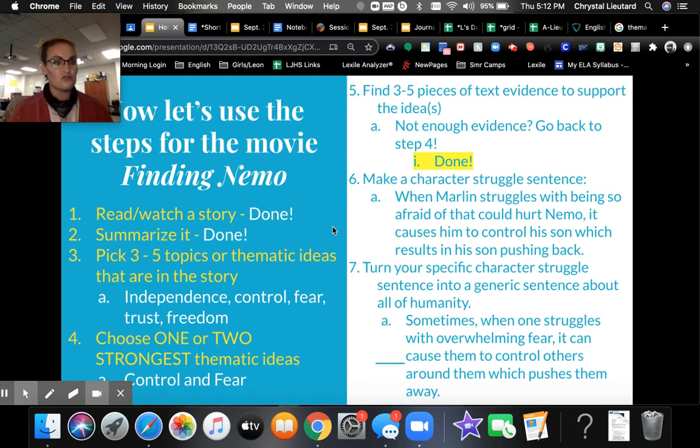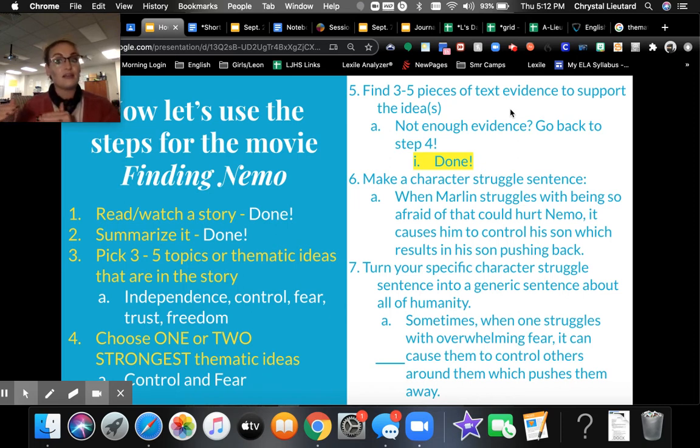So we're going to choose 1 or 2 of the strongest. So I went with control and fear. So then I need to find 3 to 5 pieces of text evidence to support that idea. And so pretend I listed them all. Those are my beautiful pieces of text evidence. Okay, I know it's strong enough.